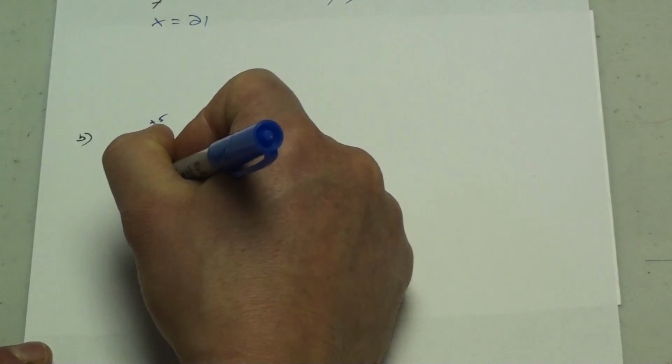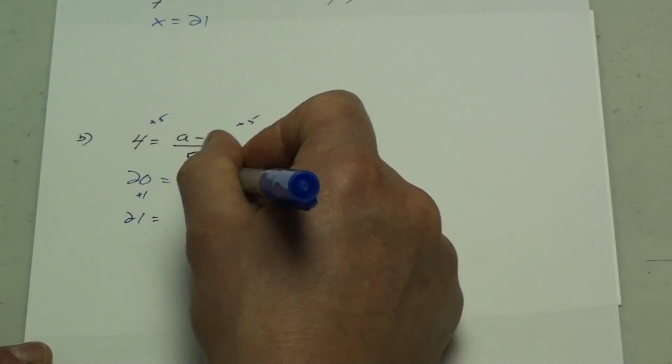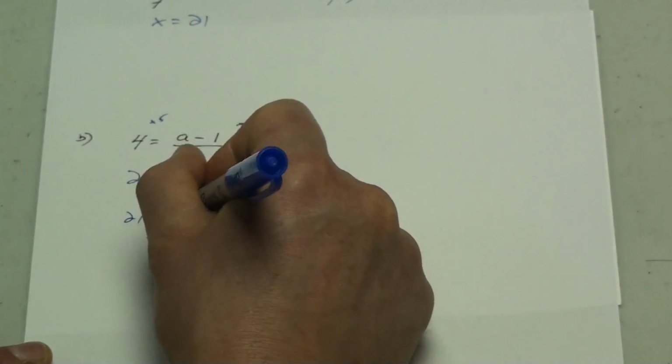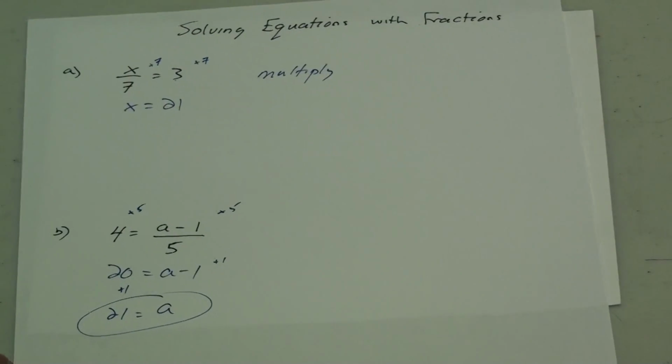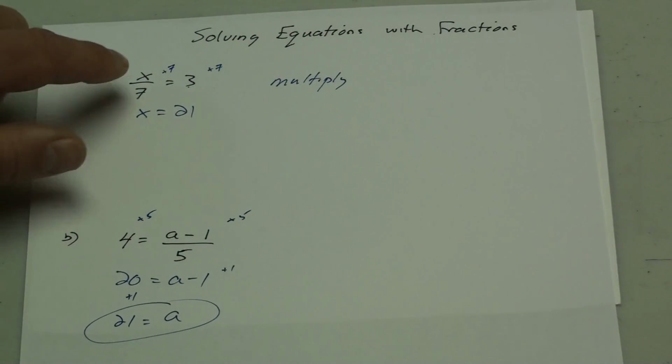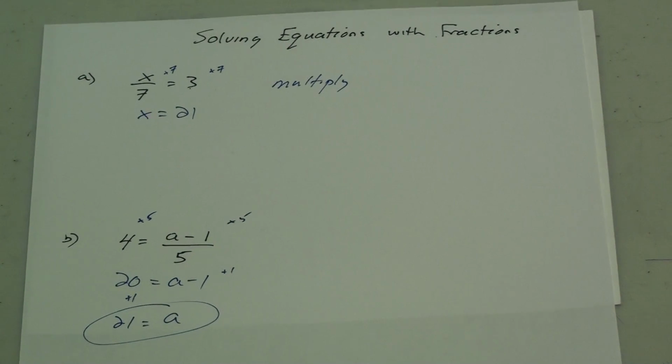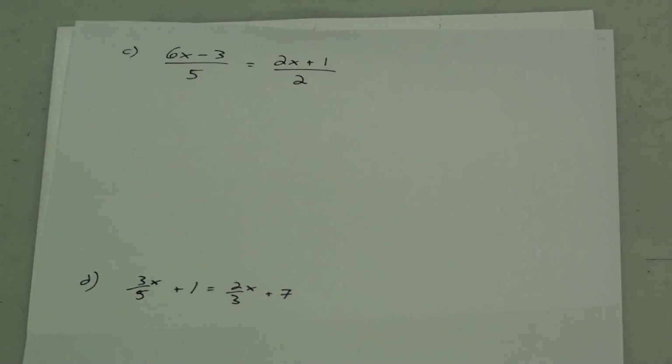I'm going to add 1 to both sides. So 21 equals, subtract 1 plus 1, cancel out, equals a. Okay? So to get rid of the dividing, you do so by multiplying both sides. A couple little harder ones.